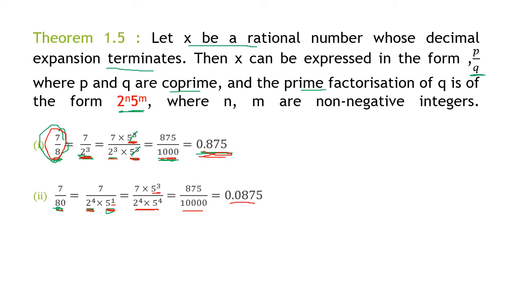So this is theorem 1.5. What does it say? If x is a rational number whose decimal expansion terminates, then the q, in p by q, will always be in some power of 2, some power of 5, or some combination of powers of 2 and 5 only. So that is the theorem.